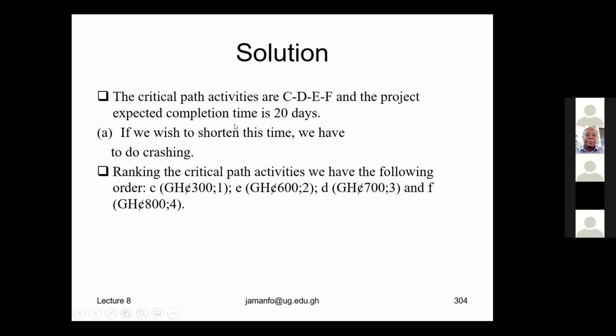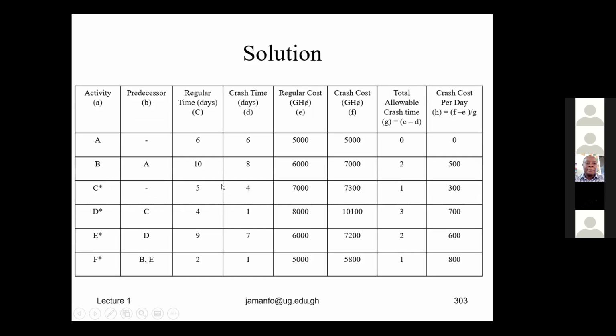Okay. So the critical path activities are C, D, E, F, and the project is expected to be completed in 20 days. This is something we have already determined as a class. If we want to shorten this time, if we want to crash the project completion time from 20 to 18 days, then we need to do the following. So we'll run the critical path activities.